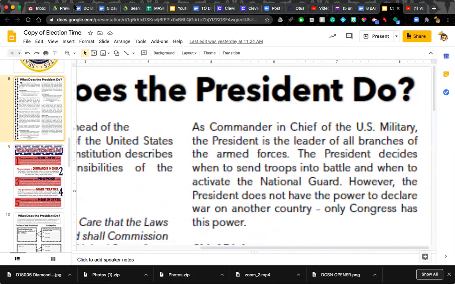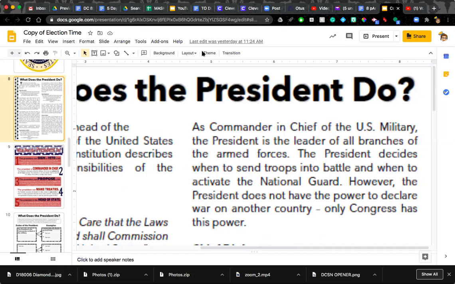As Commander-in-Chief of the U.S. military, the President is the leader of all branches of the armed forces. The President decides when to send troops into battle and when to activate the National Guard. However, the President does not have the power to declare war on another country. Only Congress has this power.